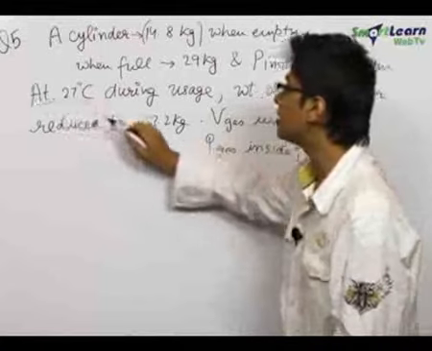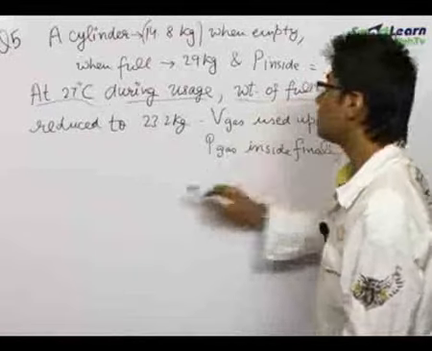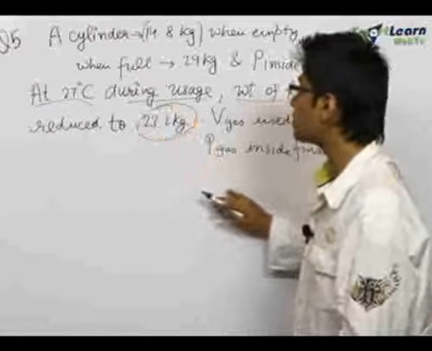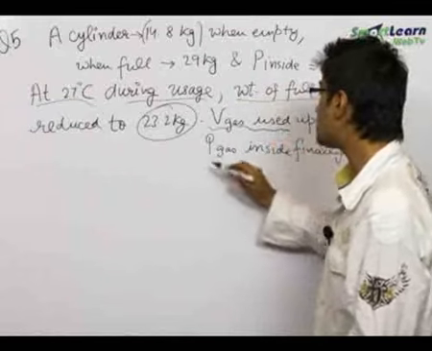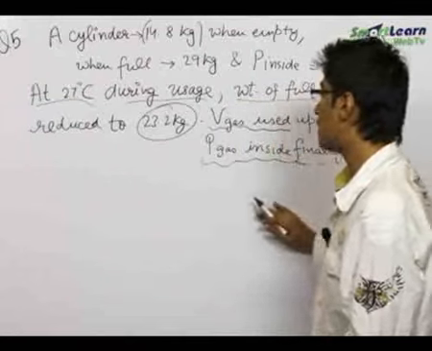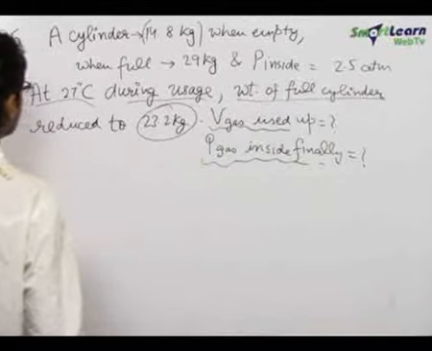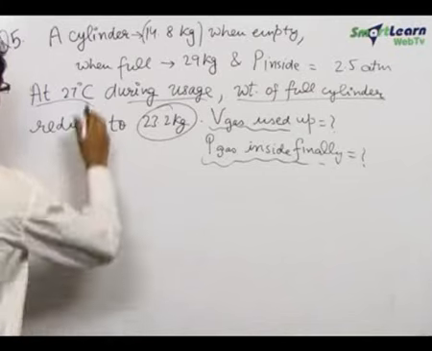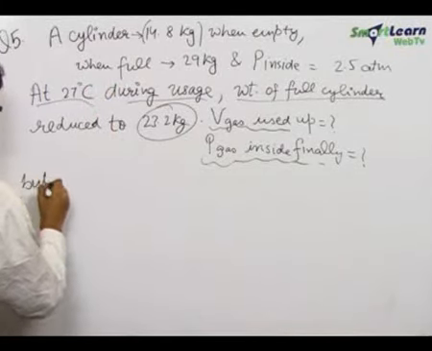At 27 degrees centigrade, during the usage of the cylinder, the weight of the full cylinder reduced to 23.2 kilograms. We want to find out the volume of gas which has been used up and the pressure of gas inside the cylinder finally. Now, in order to proceed with this problem, first of all, let us try to find out the weight of butane present initially.